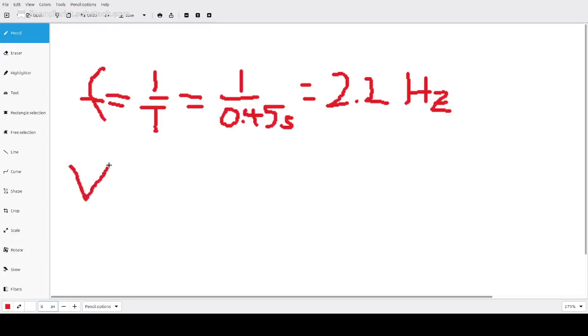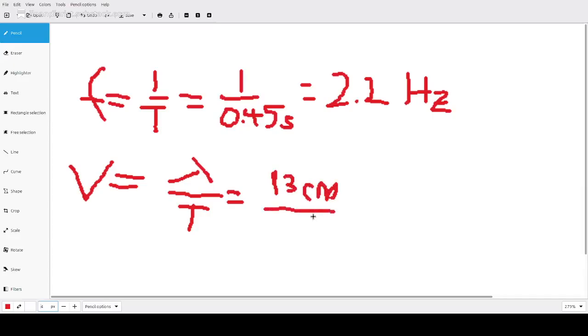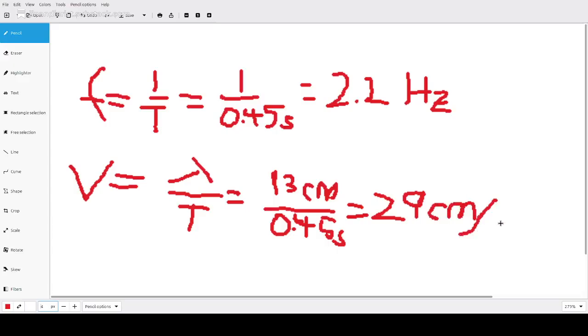Now the velocity is going to be the wavelength divided by the period, 13 centimeters over 0.45 seconds, which is going to be 29 centimeters per second.